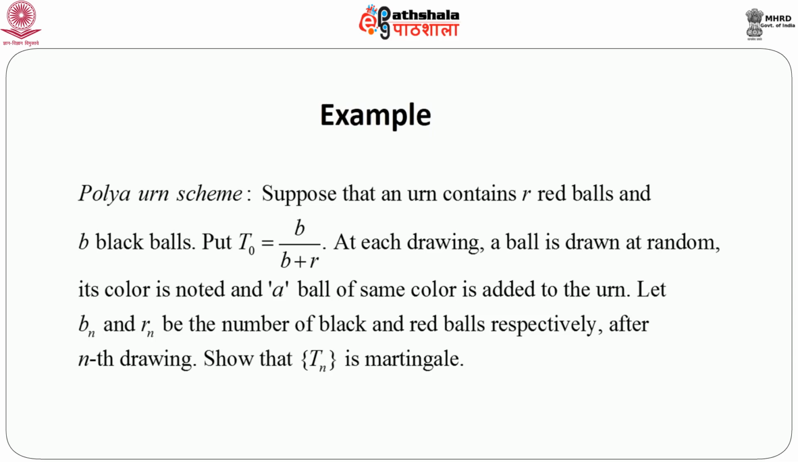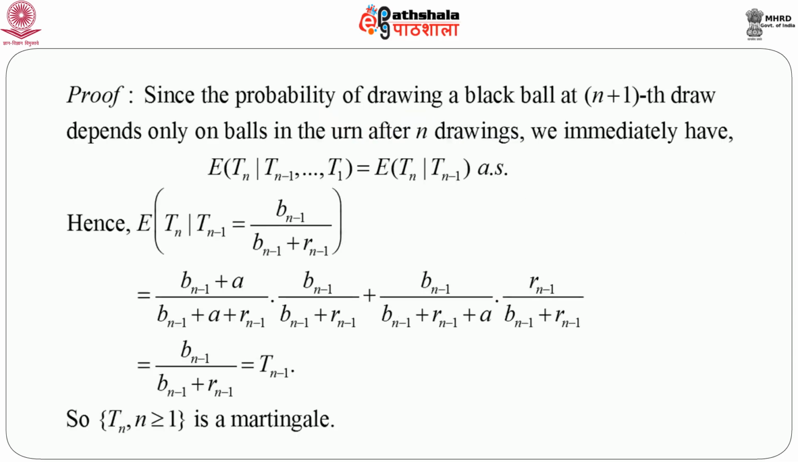Now at each drawing, the scheme goes like this. At each drawing, a ball is drawn at random, its color is noted, and a ball of the same color is added to the urn. That means at the first draw, if we draw a black ball, then we add another black ball of the same color. We can generalize this by adding a number of balls of the same color to this urn.